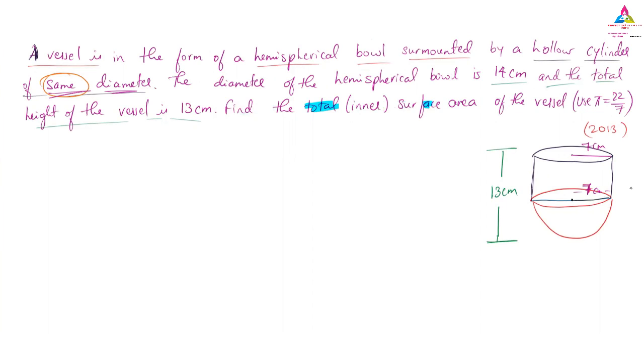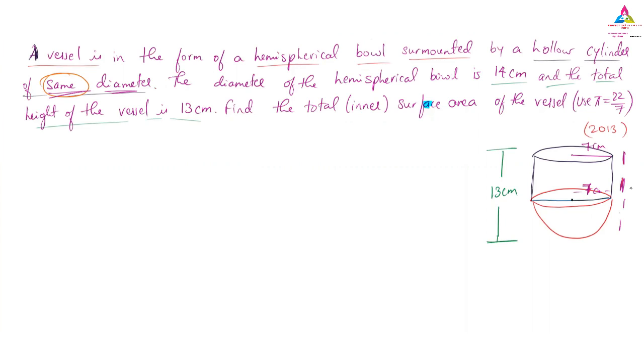It is given to you to confuse you, because here they have not given any thickness of the vessel, so it will remain the same. But here the thing is, they have given the total height. They have not mentioned anywhere what is the height of the cylinder and what is the height of the hemispherical vessel. Actually we don't want the height for the hemispherical vessel, but we want the height of the cylinder. What is the height of the cylinder?